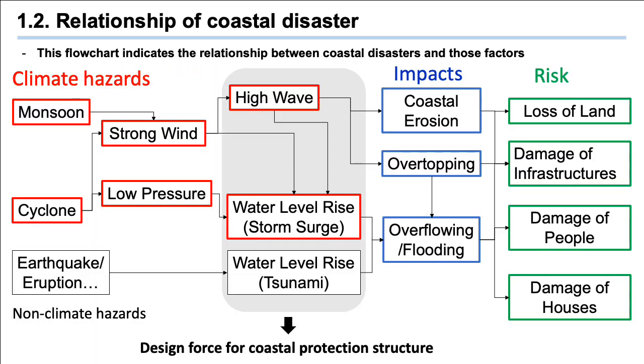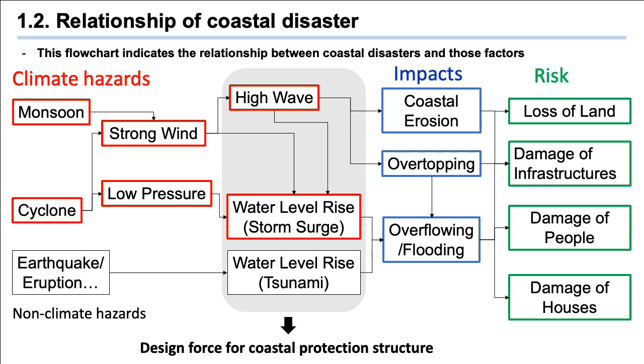I would like to introduce the relationship of coastal disaster. This flowchart indicates the relationship between coastal disasters and those factors. Monsoon and cyclone cause strong wind and low pressure. Waves are generated by strong wind caused by monsoon or cyclone and so on. Storm surge, that is extreme water level rise, comes from low pressure, strong wind, and waves.